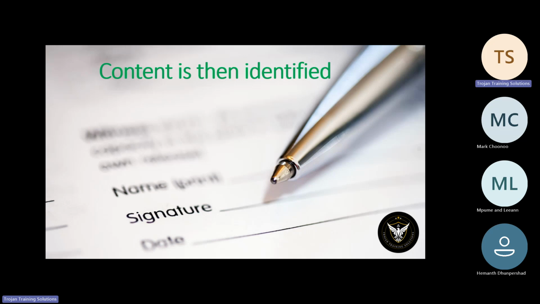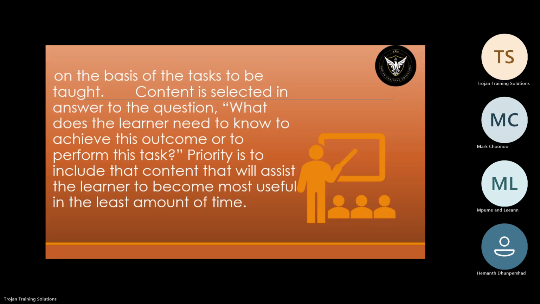Content is then identified. On the basis of the tasks to be taught, content is selected in answer to the question: what does the learner need to know to achieve the outcomes or to perform this task? Prioritize is to include that content that will assist the learner to become most useful in the least amount of time.